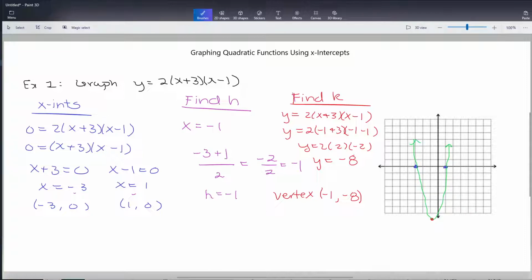Okay, so we're still using 3 points to graph, just like the previous method, but instead of using the vertex and the 2 key points, we're using the vertex and the 2 x-intercepts. Let's do one more example of using this method to graph.